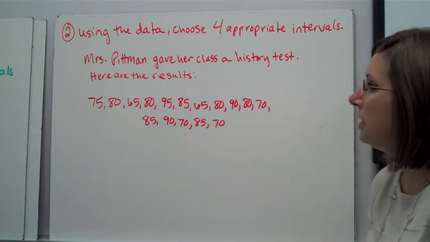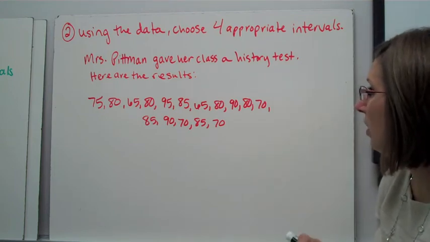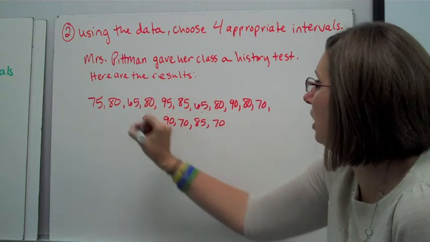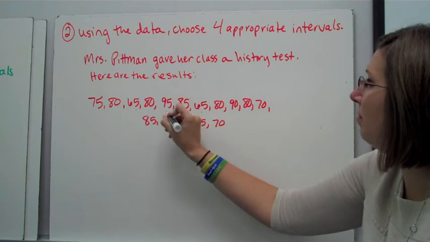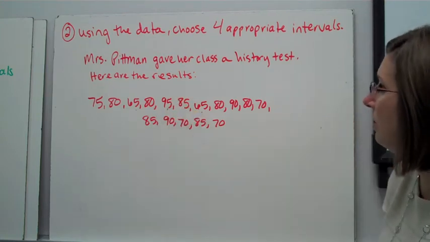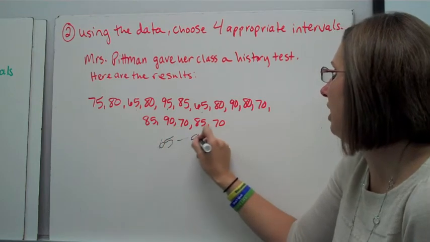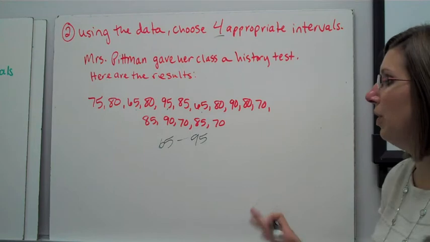So, remember, the first step is to look for your highest and your lowest pieces of data. It looks like my lowest was a 65. I've got one here and one here. And then my highest is a 90. Nope, 95. Looks like no one scored higher than a 95. So I go from 65 to 95. And it says 4 appropriate intervals.